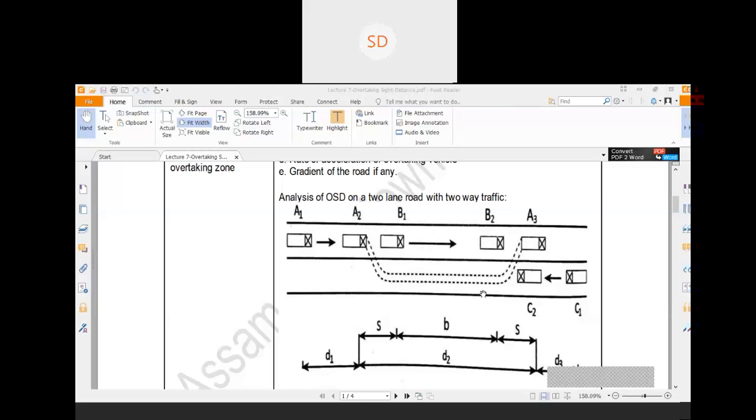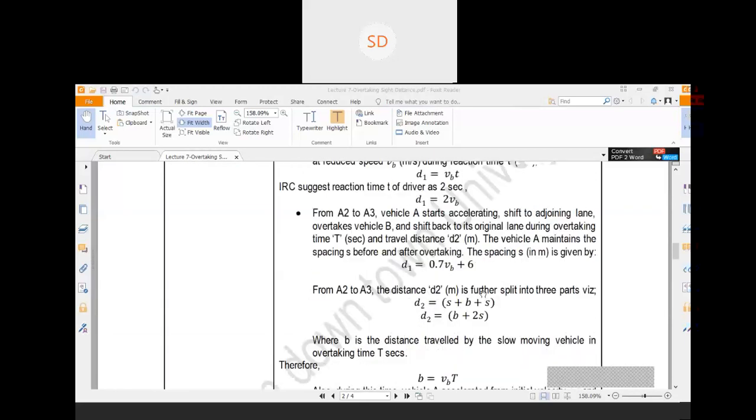Sir, why 6? 0.7 Vb plus 6. See, basically that formula is S. You just remember that it is not d1, that was incorrect, it would be S. See, 0.7 Vb plus 6 is basically an empirical formula. You know about empirical formulas. Empirical formulas are formulated by extensive experiment. That's why they are called empirical formulas.